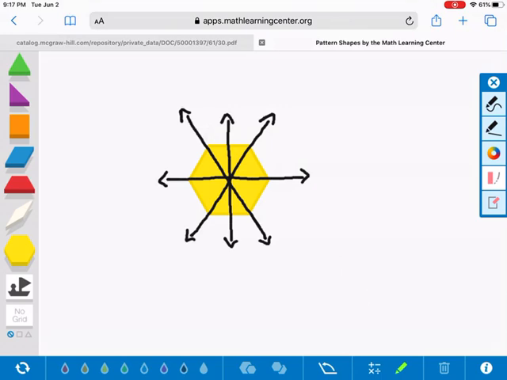So I'm going to do the journal pages in the next video where we look at different quilting patterns to figure out how many lines of symmetry each has.